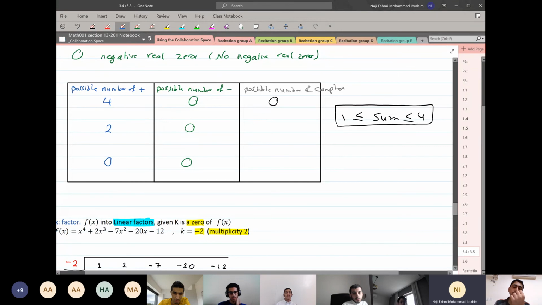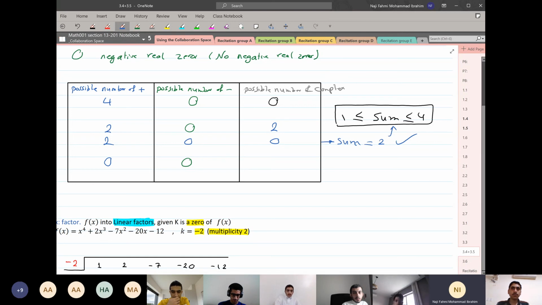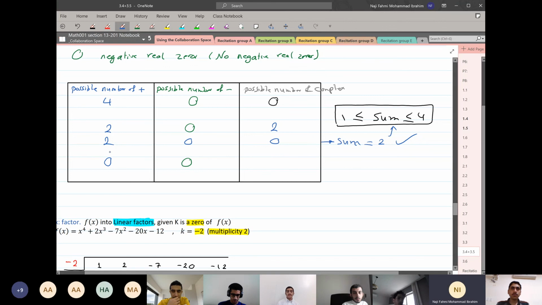What about the second one? Can I have 2 positive, 0 negative, and 2 complex? Is this possible? Yes. What about this case, 2, 0, 0? Is this possible? Yes. What's the sum of these? 2. Is 2 between 1 and 4 or not? Yes. So this is possible. But here I'm talking about the different zeros.